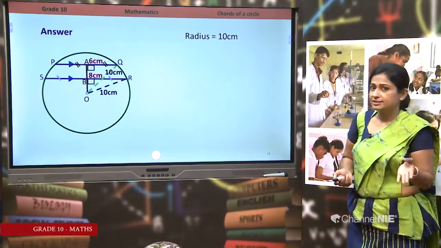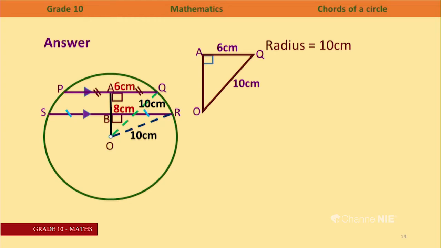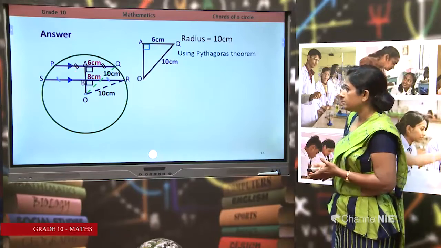Using the right angle triangle, how do we find the length of the sides? Using the Pythagoras theorem. Look at this right angle triangle OAQ. In this right angle triangle, we know two sides of it. So, we should find the other side. To find that side, we use the Pythagoras theorem. Using the Pythagoras theorem, we can find the AO side length. So, what is the hypotenuse of this one?